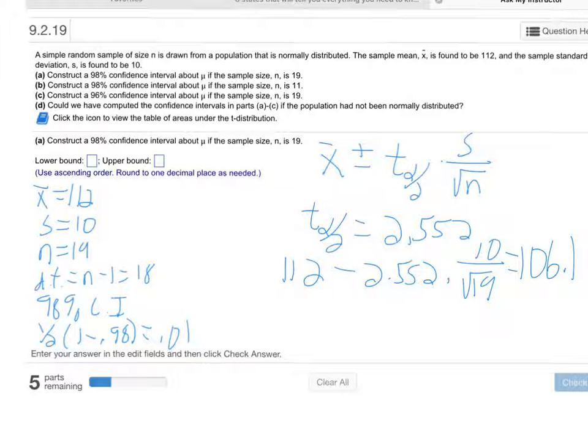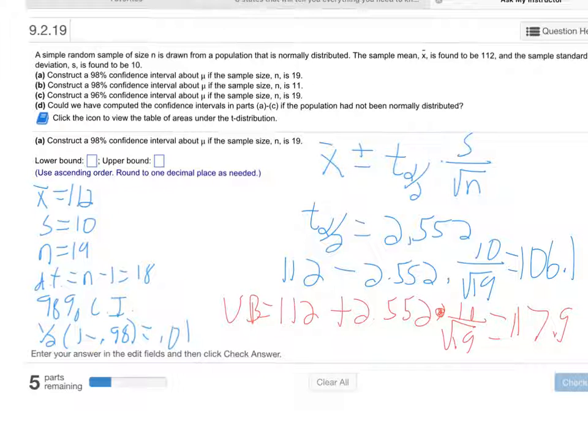Now you just need to do this again and make that a plus instead of a minus for the upper bound. So it's 2.552 times 10 over the square root of 19, and I believe I got 117.9. And so this is the upper bound, and this is the lower bound. Okay, and so I guess we can say with 98% confidence that this interval here will contain the population mean. I hope this helps.